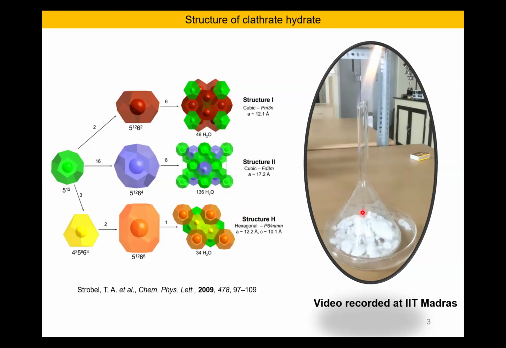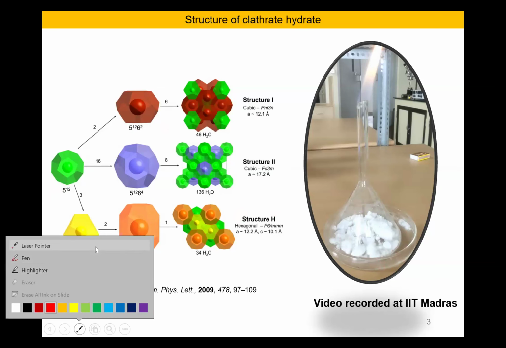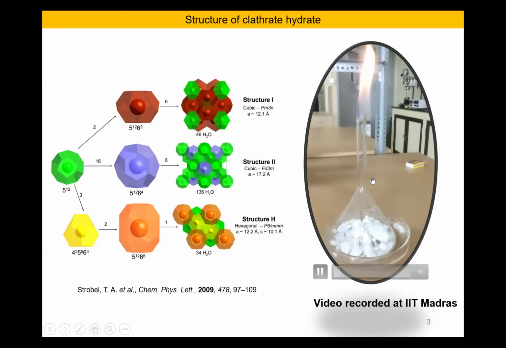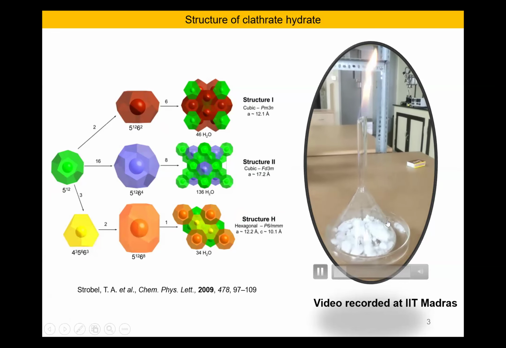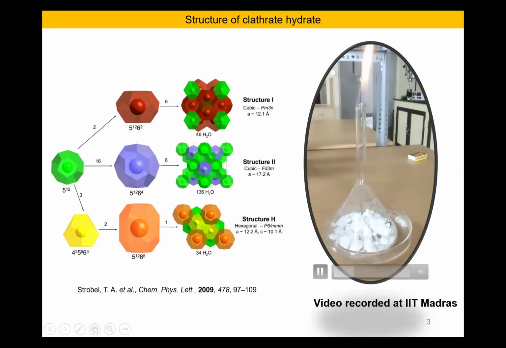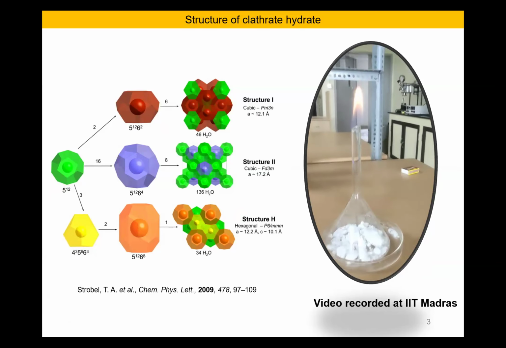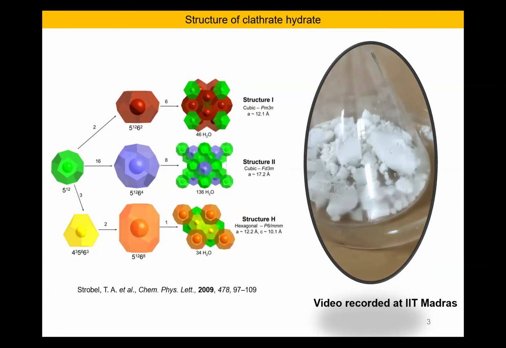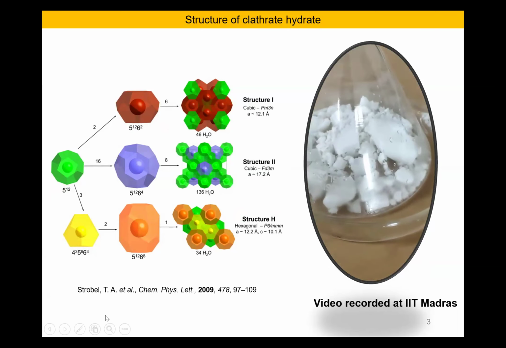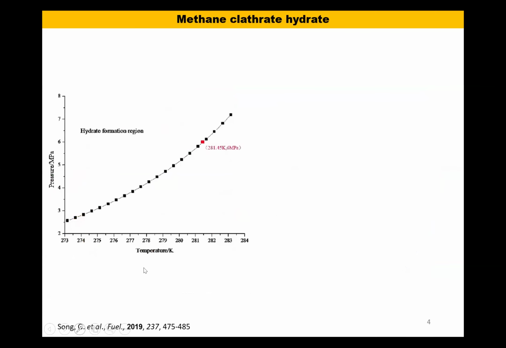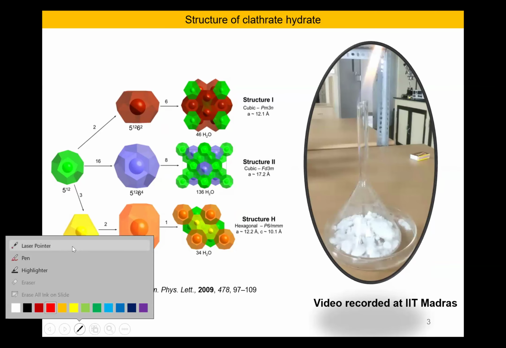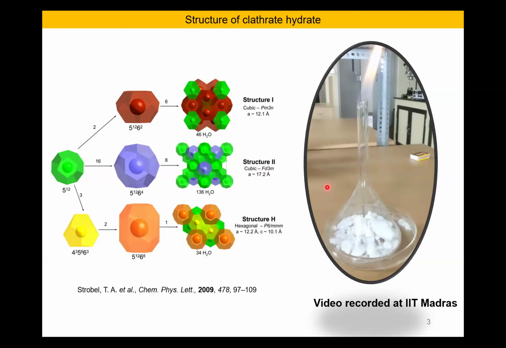If you look at this video, this is the physical appearance of clathrate hydrate. It resembles ice. This is methane clathrate hydrate. When the water cages dissociate at room temperature and pressure conditions, methane gas comes out from the cages, and due to this you can see a burning here.